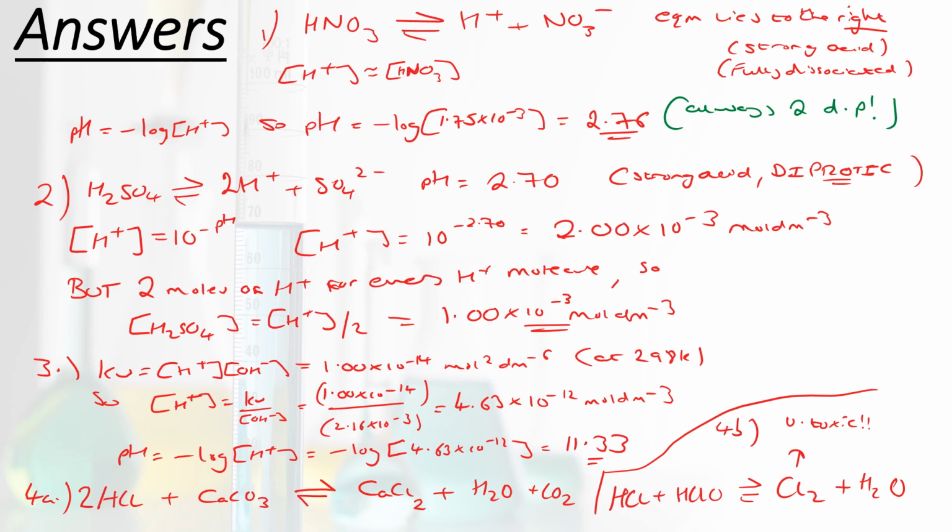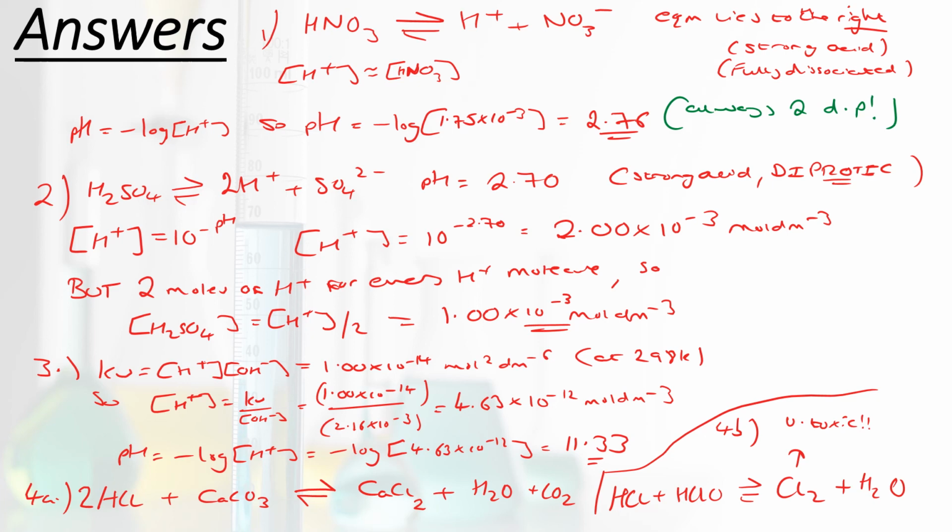So we're going to rearrange that equation to find H+ concentration: it's Kw over OH-. Put the numbers in, and we find that our H+ concentration is 4.63 times 10 to the minus 12. Then simply, now we have H+, we can put that into our pH expression, and we find that our pH is 11.33.